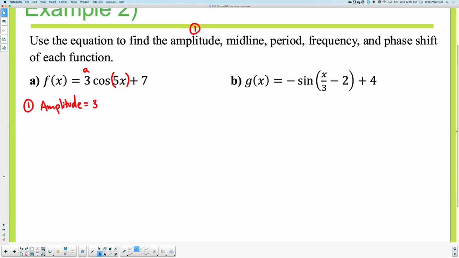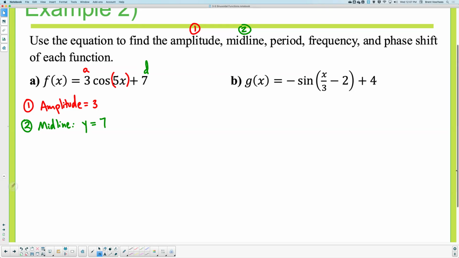Okay, secondly, we're going to find the midline. Which letter finds the midline? Do you remember? Not B. D. That's the number adding or subtracting on the outside. What is our D in this problem? 7. Good. So by formula, the midline would be? Very good, saying y equals. Because if you just put 7, once again, it's wrong.